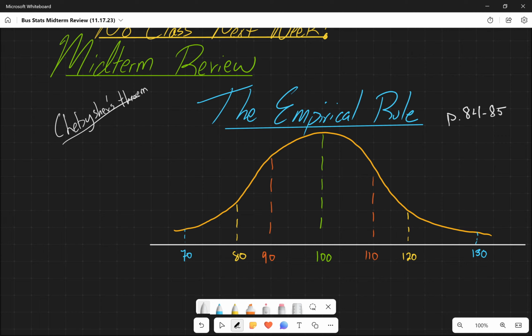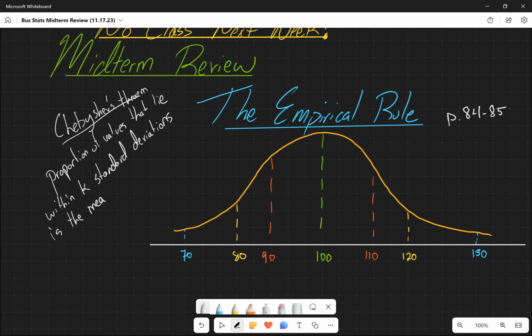And remember, Chebyshev says for any set of observations, population or sample, the proportion of values that lie within k standard deviations of the mean is at least 1 minus 1 over k squared, where k is any value greater than 1. (The proportion is 100%, because everybody lies. No, I'm kidding.)